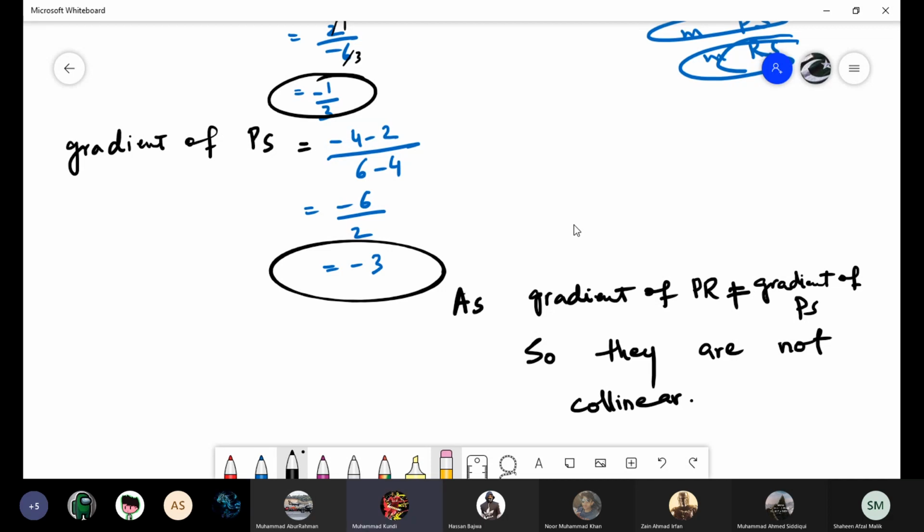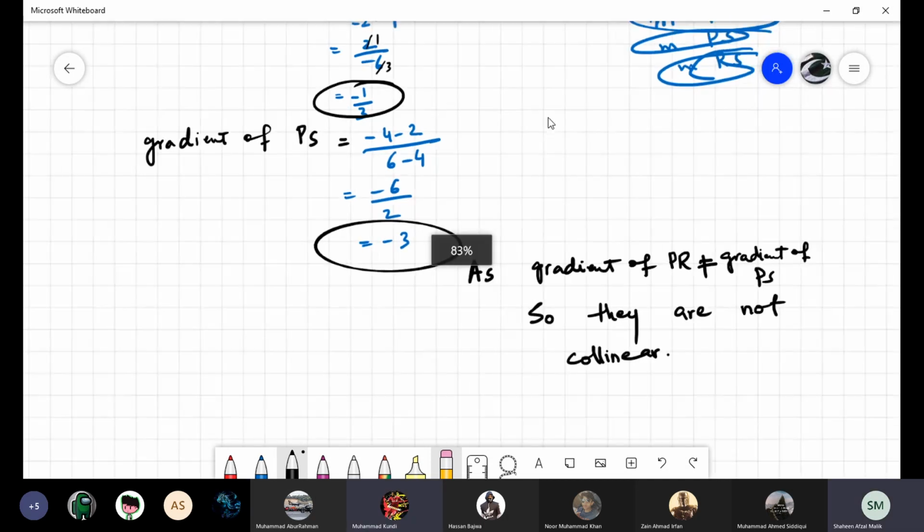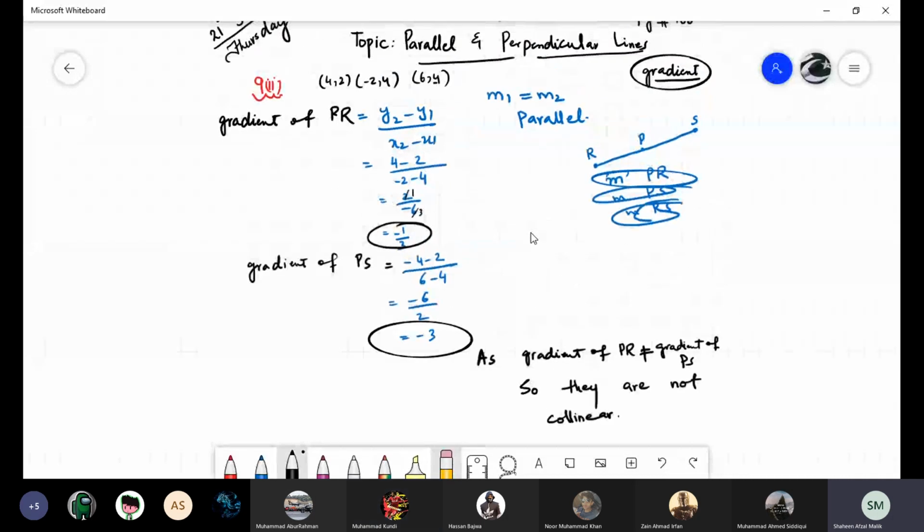Ma'am, can you go a little bit up so I can copy? Yes, you can copy. I will zoom out. But don't take too much time, okay? Quickly.